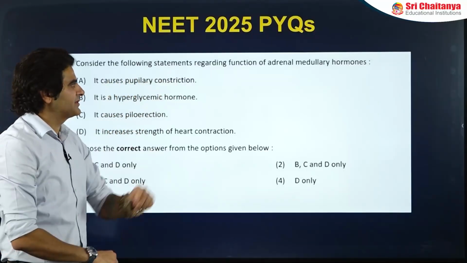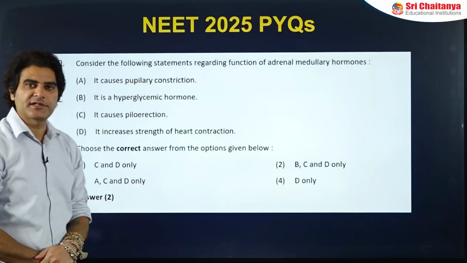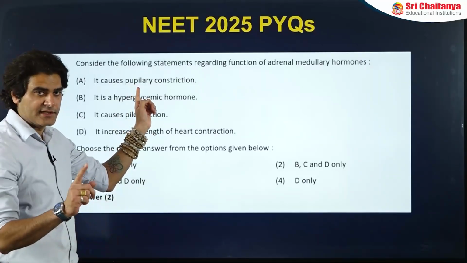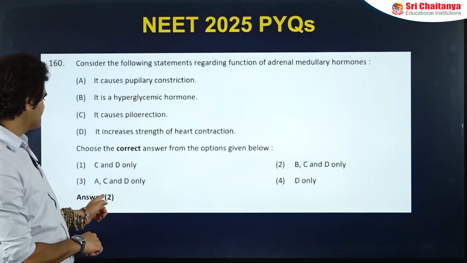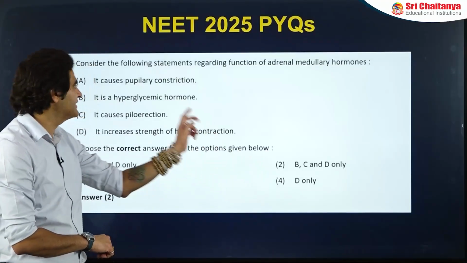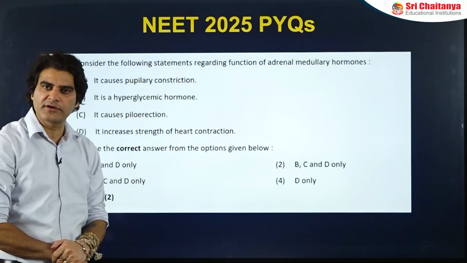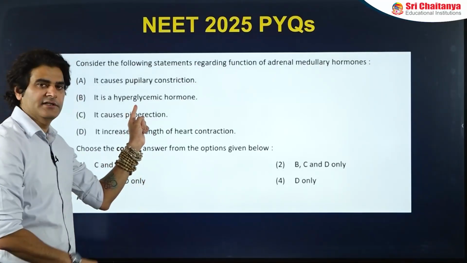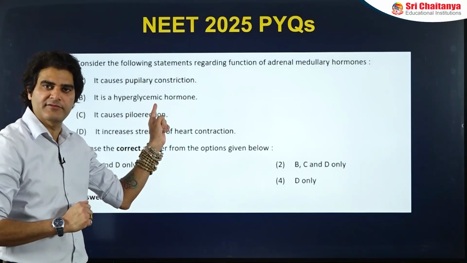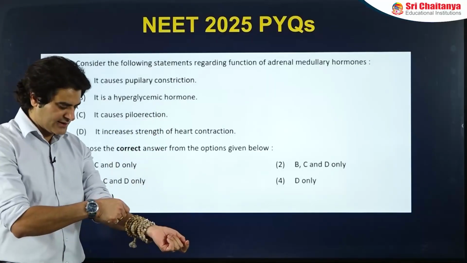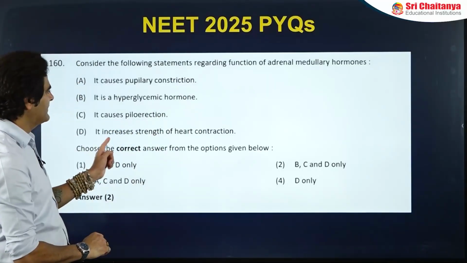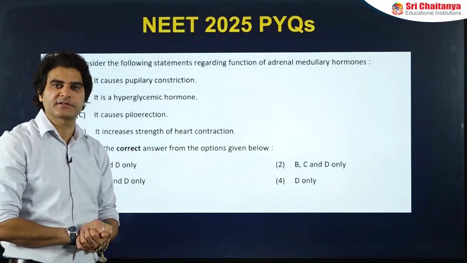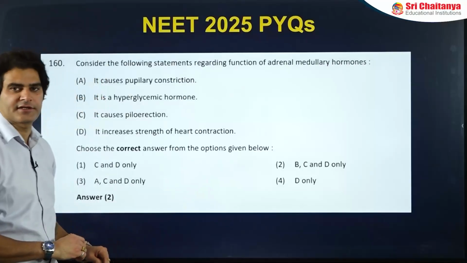So consider the following statements regarding functions of adrenal medullary hormones, adrenaline and noradrenaline. It causes pupillary constriction. Wrong, it causes pupillary dilation. It is a hyperglycemic hormone. The answer over here is second option, B, C and D, because statement A, as I've told you, is wrong. Adrenaline and noradrenaline cause pupillary dilation, not constriction. They are, by the way, hyperglycemic because they raise the glucose level in the body. They cause piloerection, raising of the hair follicles of the skin, and increase the strength of the heart contraction as well as the heartbeat rate, thereby increasing the cardiac output. So B, C and D, second option.